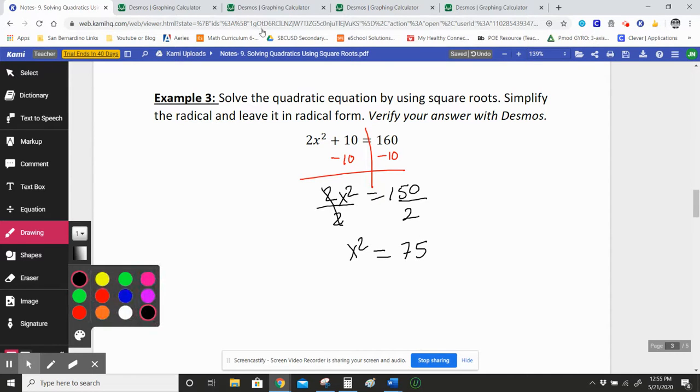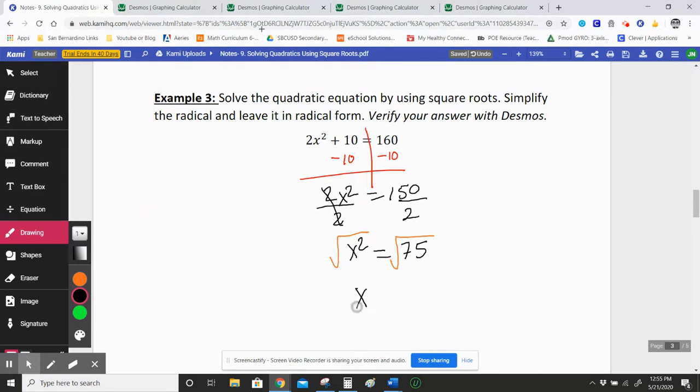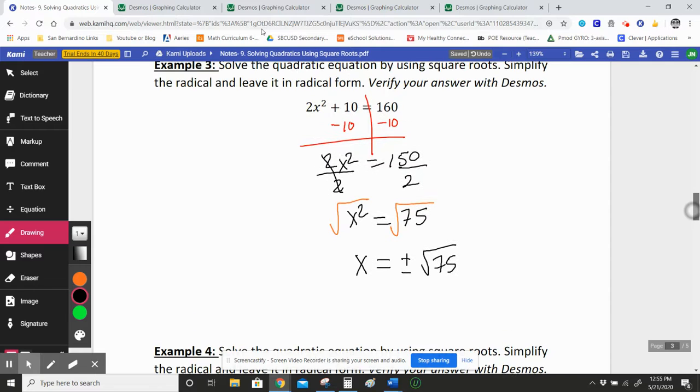And then finally, I have to take the square root of both sides so I can unsquare this, right? So take the square root of this side, take the square root of this side. On this side, the 2 and the 2 cancel, the little 2 for the radical. So I'm just left with x. On the other side, I'm going to be left with plus or minus the square root of 75. Okay, now I would be done with this. However, I can simplify the square root of 75 a little bit further. So I'm going to go ahead and do that.